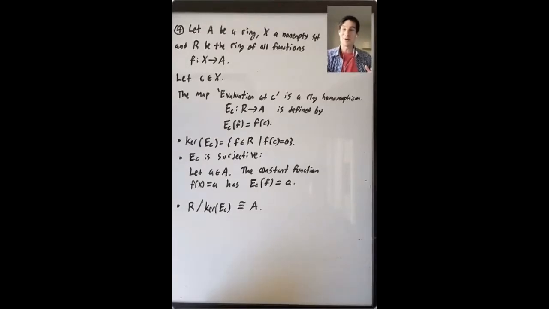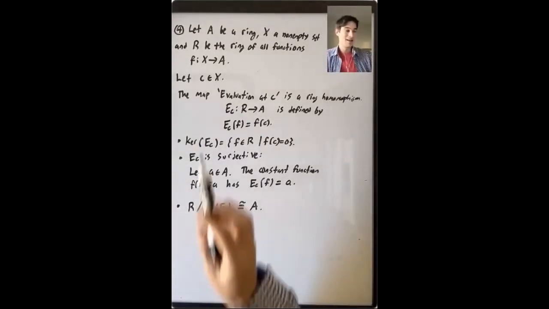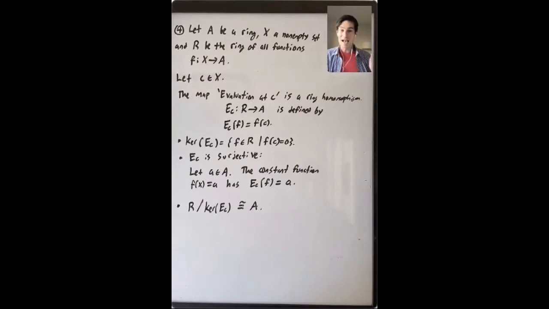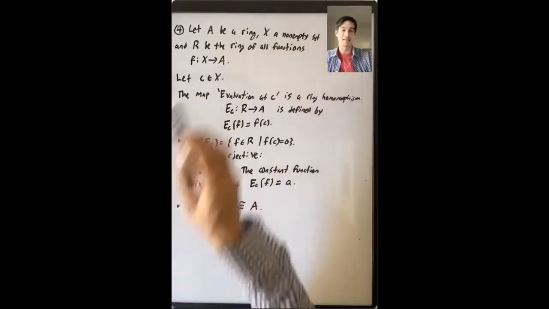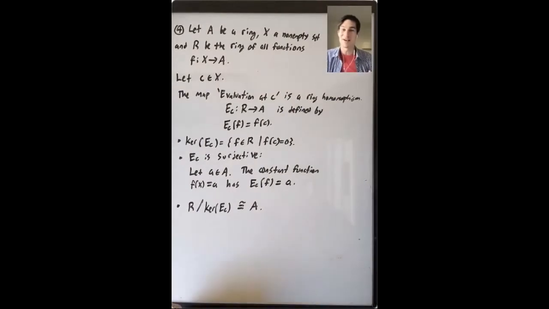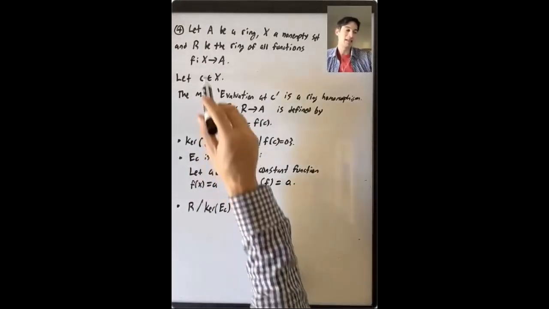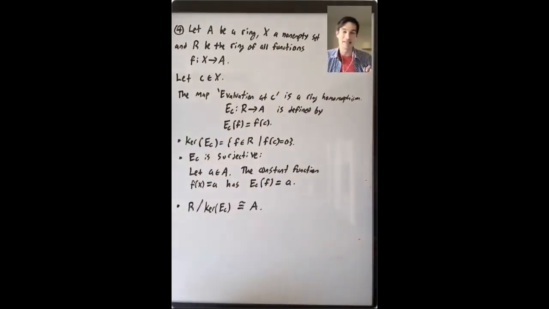Let's next talk about a really different kind of example. Let A be a ring, X a non-empty set, and R be the ring of all functions from X to A. This is something that we saw very early on in our first discussion about rings. This is so general that it's very different than starting with something like Z[x]. So let's take an element c in X. We can define this map given by evaluation at c, and this is a ring homomorphism.